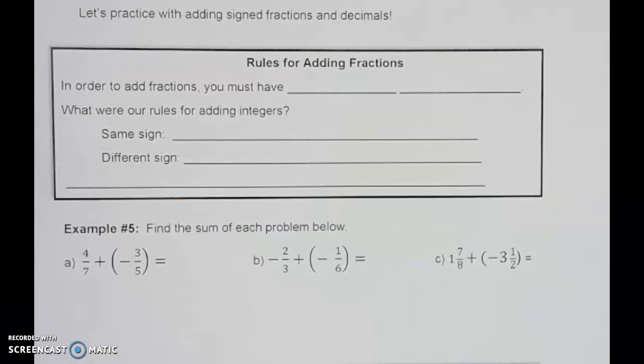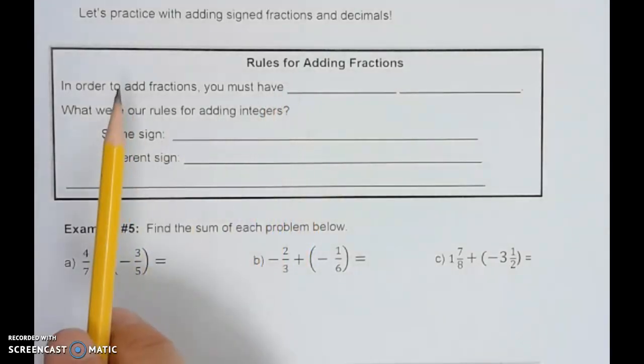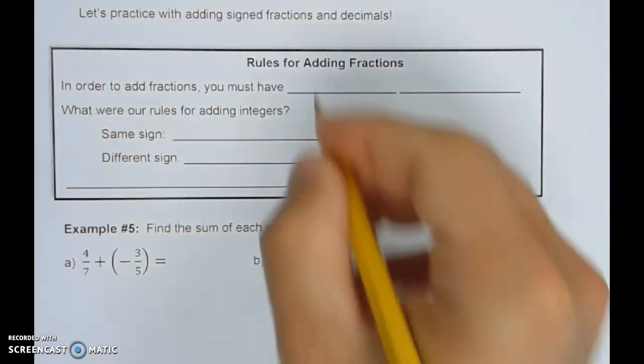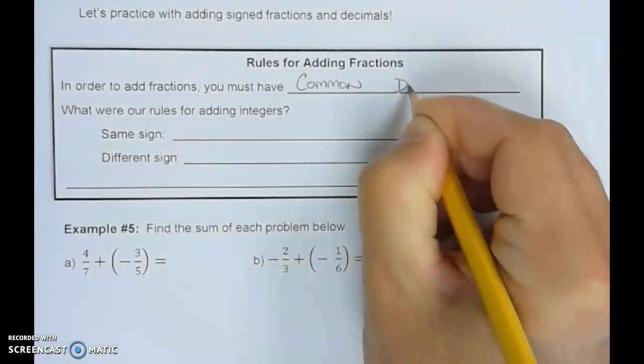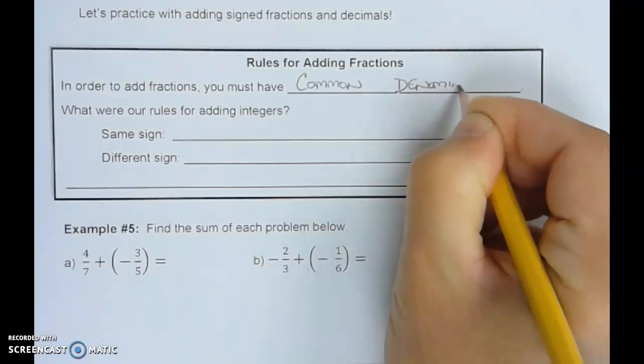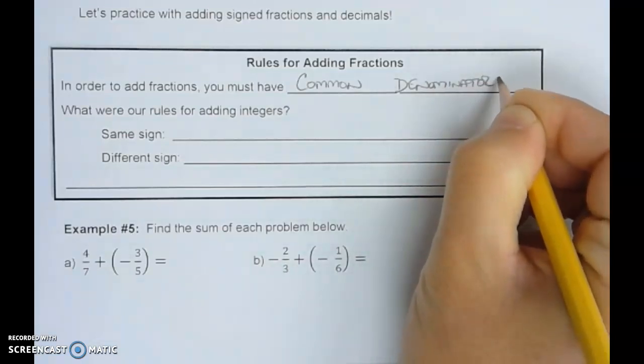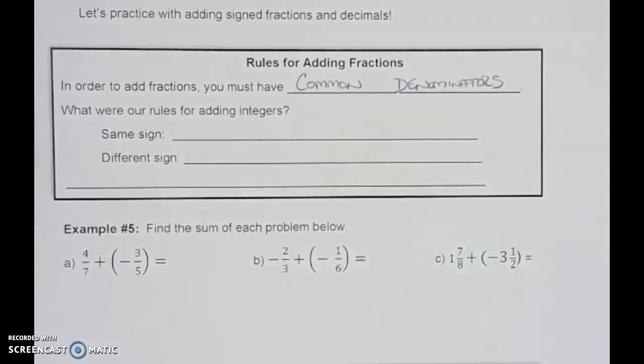So far we've had a lot of good practice with integers, and now we're going to practice adding signed fractions and decimals. And we're going to start by looking at fractions. These are the rules for adding fractions. Remember that in order to add fractions, you must have common denominators. Remember that the denominator is the bottom part of the fraction. The denominators have to be the same whenever you want to add fractions.